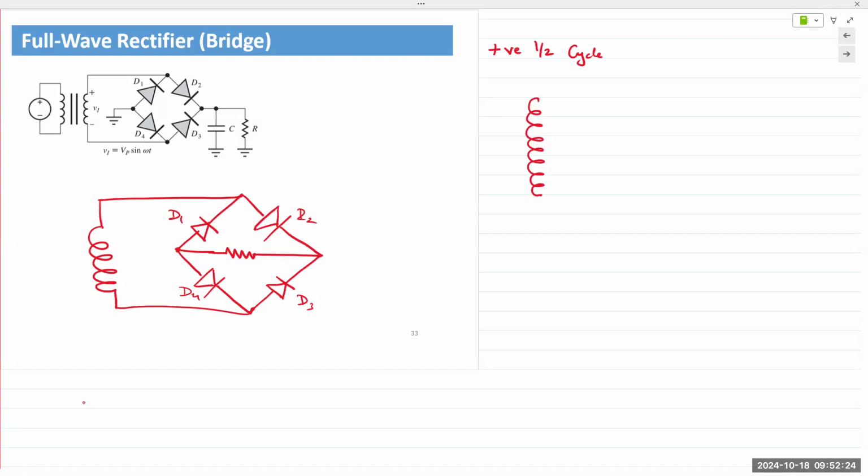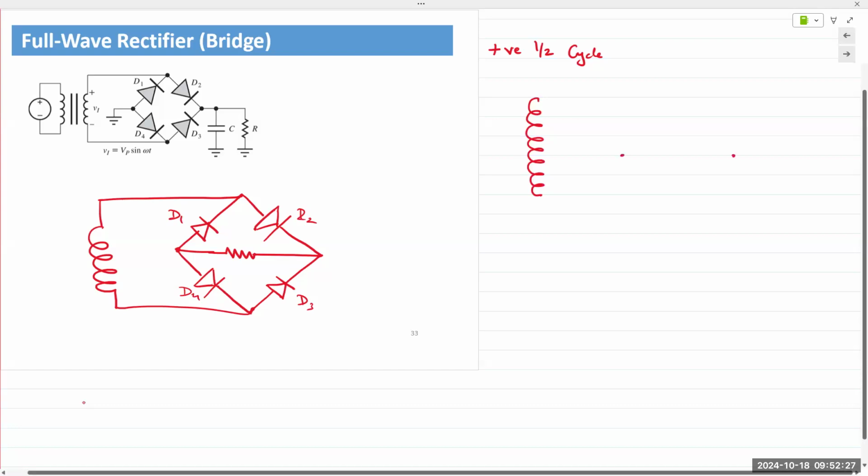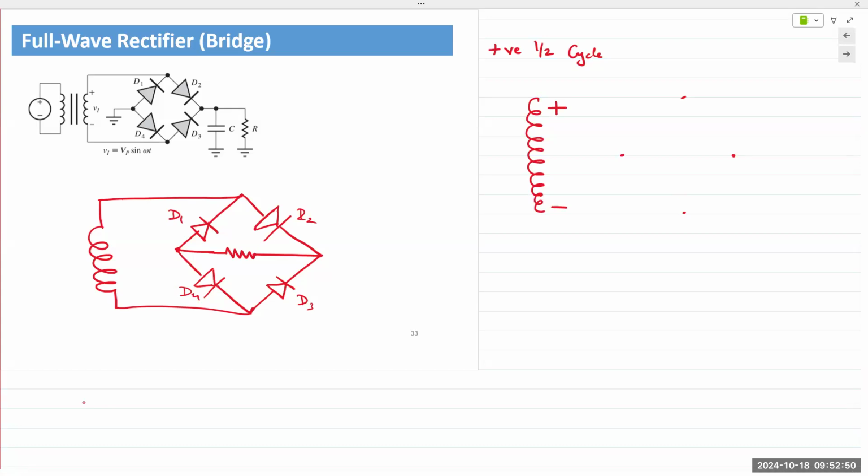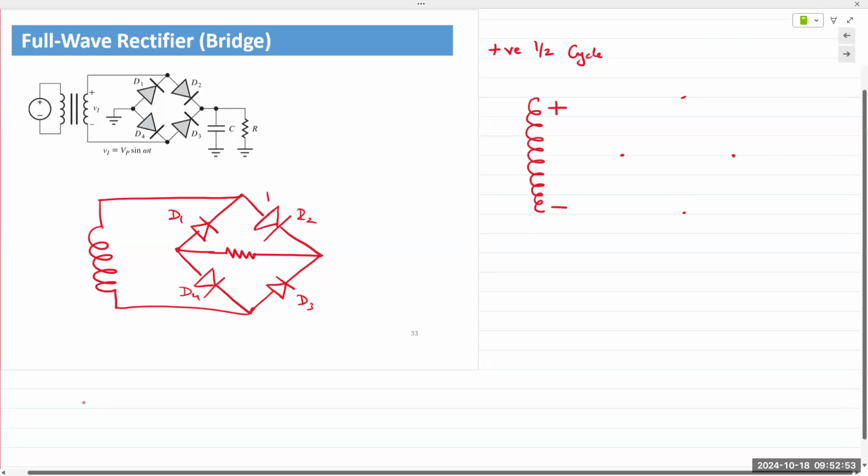So you have, let's say here, that's no center tap, just a bridge rectifier. So positive half cycle, this is plus, this is minus. And I'll draw this here. So plus on the left, plus here, and minus here, and minus here.